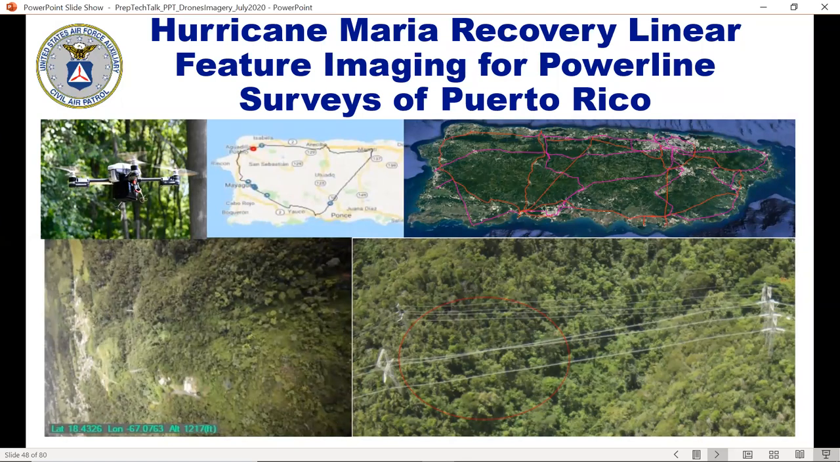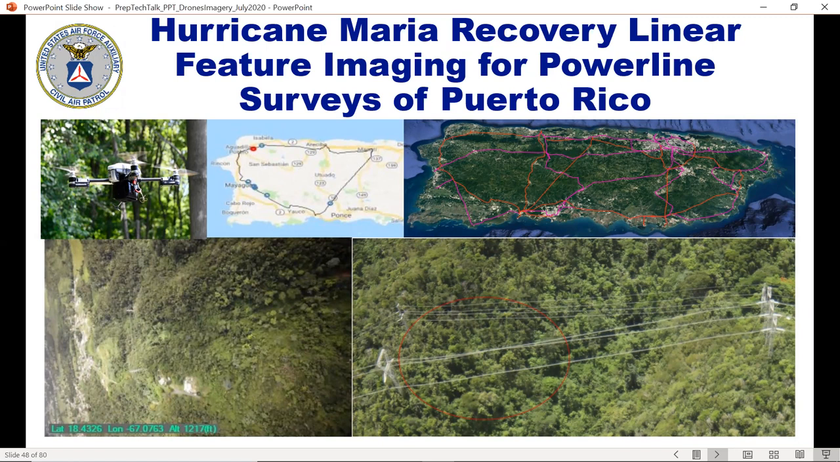As you can see in the bottom right-hand corner, within 30 minutes of our teams flying the Waldo XCAM, they found several incidents where a tower wasn't as stable as it should be, and in this case, a 230 kilovolt line that was crossed during the quote-unquote repairs. That allowed FEMA to go back in and make some decisions.